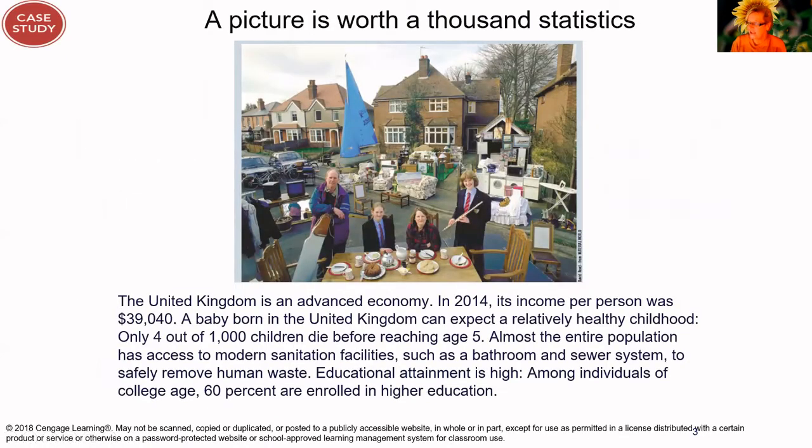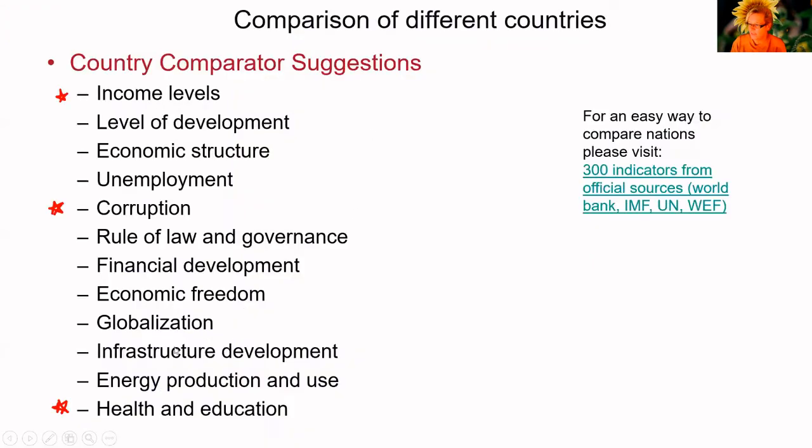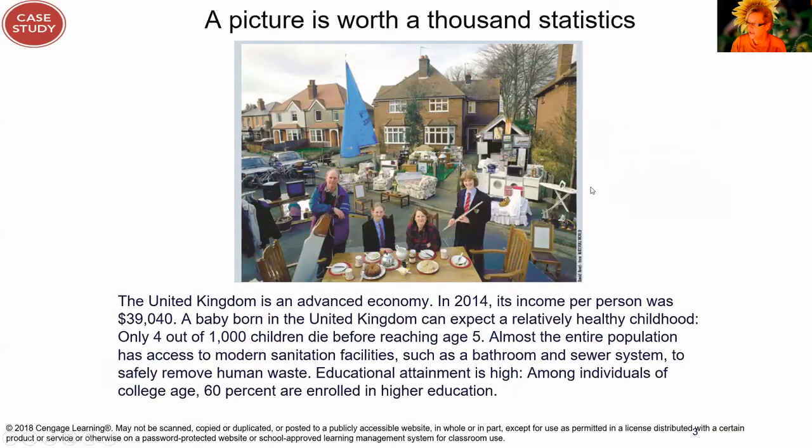So let's use that kind of context right here, okay? Economic levels and different kinds of things. When we take a look at our first picture here, this is a developed economy in the United Nations. Again, looking at 2014, average income would be $39,040. And again, about 0.04% would die before reaching the age of 5. Sanitation is not an issue in this developed economy. Education is high, and 60% are enrolled in higher education.